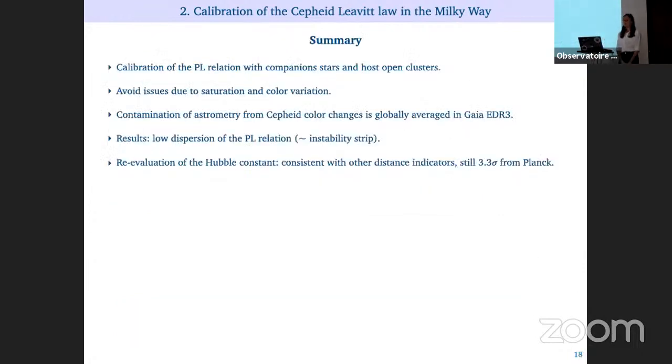In summary, I have calibrated the PL relation without Cepheids, but instead by using companion stars and open clusters in order to avoid saturation and color variation. It seems that the contamination of the astrometry due to the change of color is now globally averaged in Gaia EDR3. We obtained a very low dispersion of the PL relation, especially with clusters. And we obtained a new value of the Hubble constant, which is consistent with other distance indicators and still in 3 sigma from Planck.